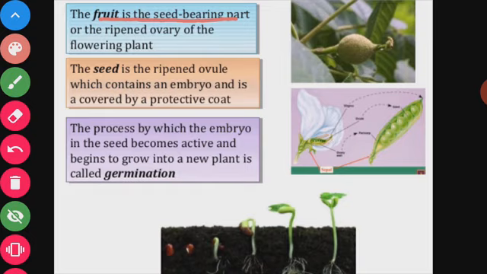What is germination? The process by which the embryo present in the seed becomes active under favorable conditions and begins to grow into a new plant is known as germination. The seeds absorb moisture when we sow the seeds, or when seeds accidentally fall from the plant.